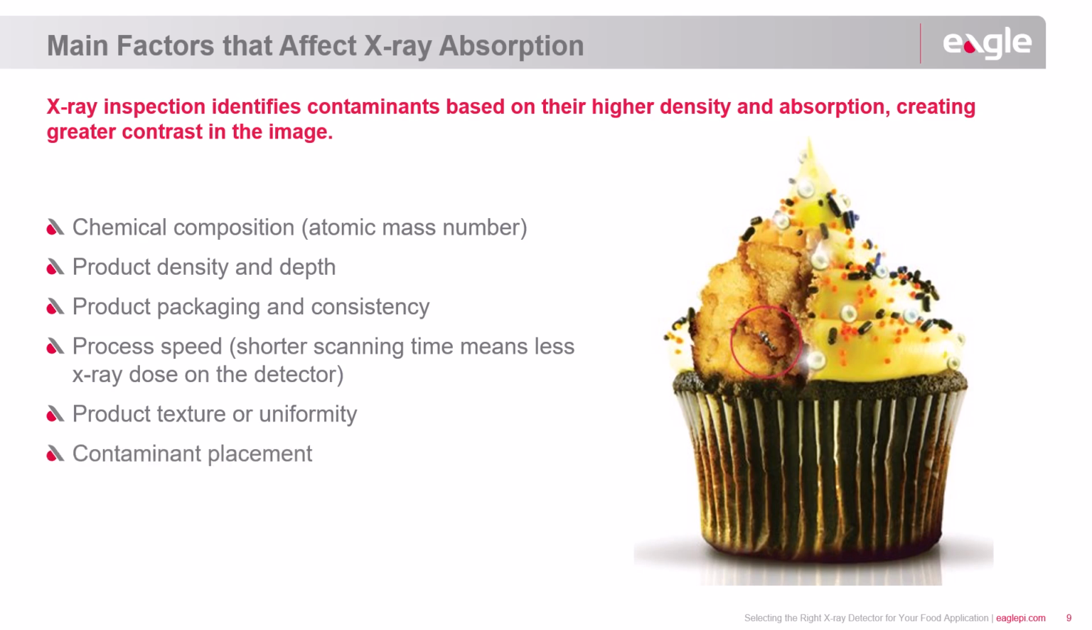6. Contaminant location. Where a contaminant is located matters a lot. Contaminants on the surface or in the center are easier to detect than those embedded inside or near the edges. Testing different product areas is essential to catch all potential contaminants.